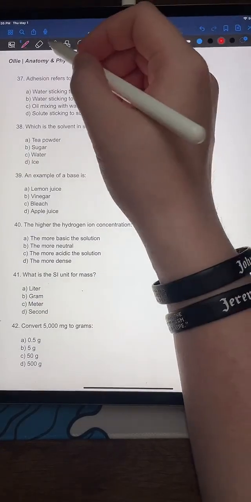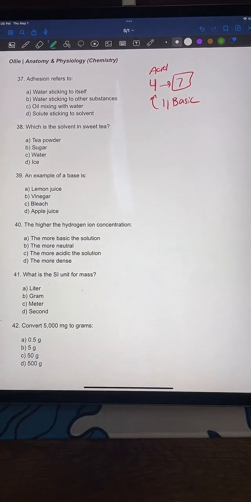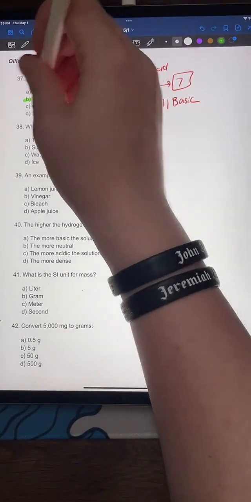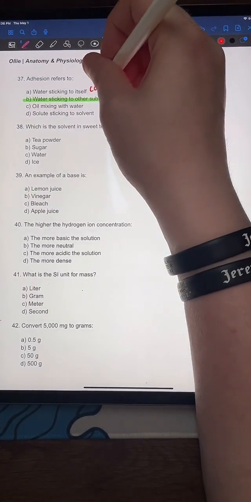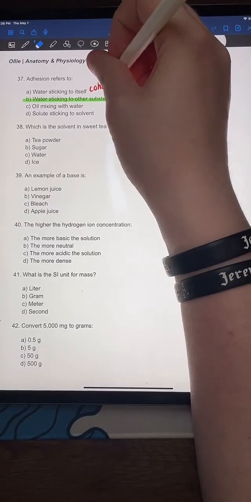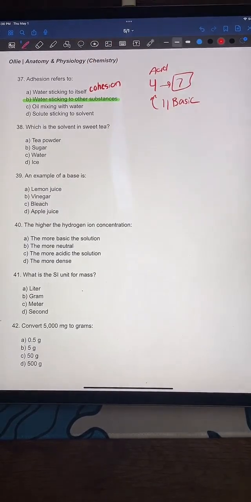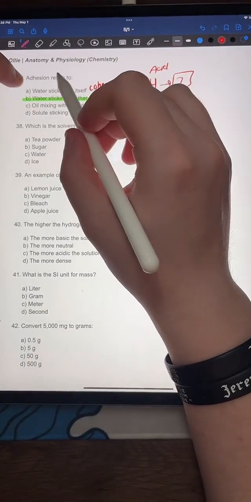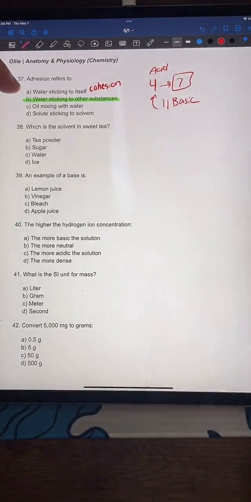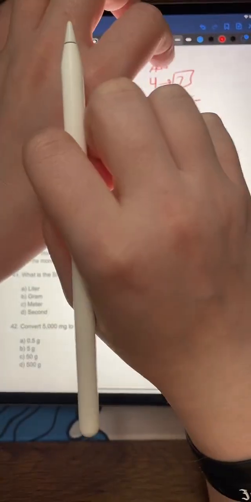Number 37, adhesion refers to water sticking to other substances. Cohesion is when water sticks to itself. So water has a property to stick to itself and other substances, and adhesion is the property that allows water to stick to other substances. So if you were to drop water on my hand, it would stick a little bit.